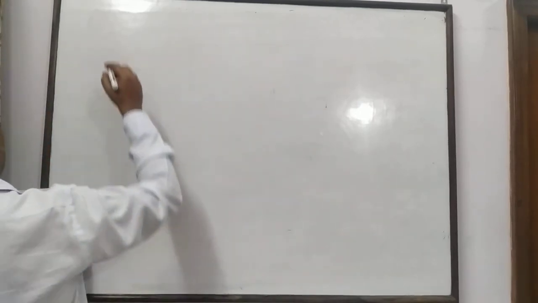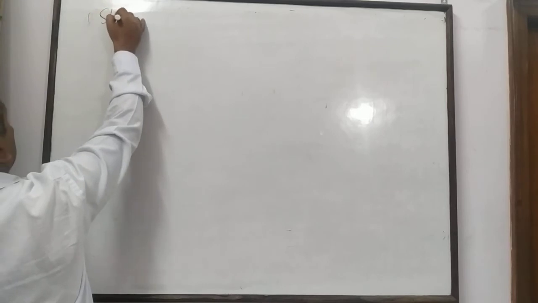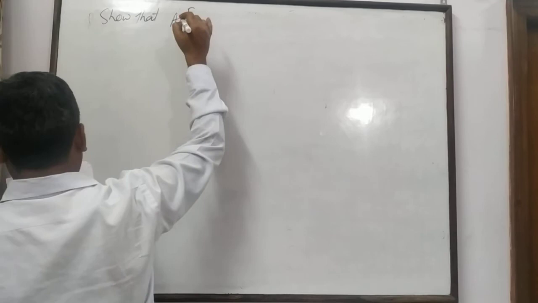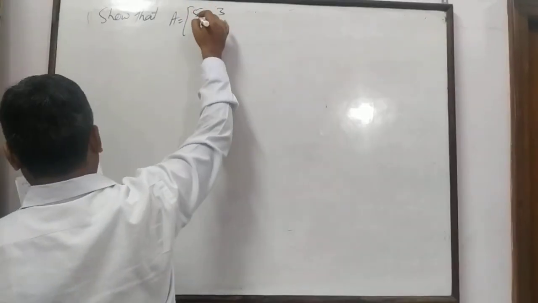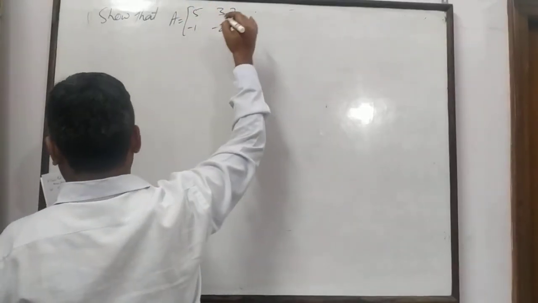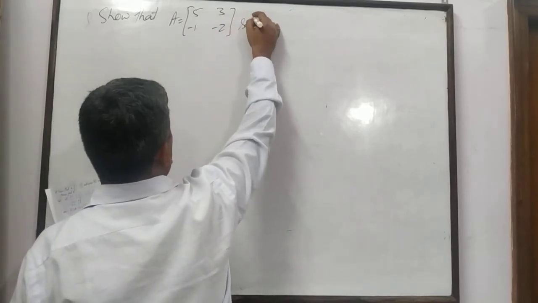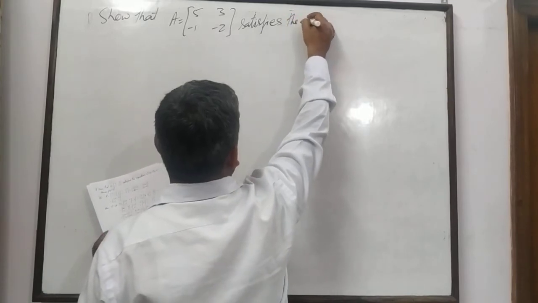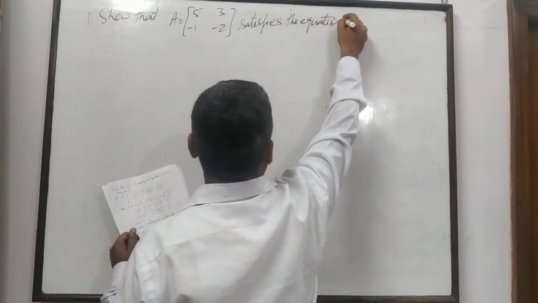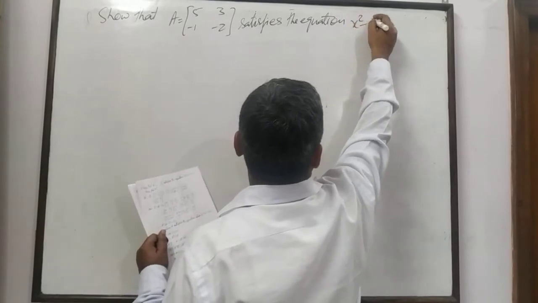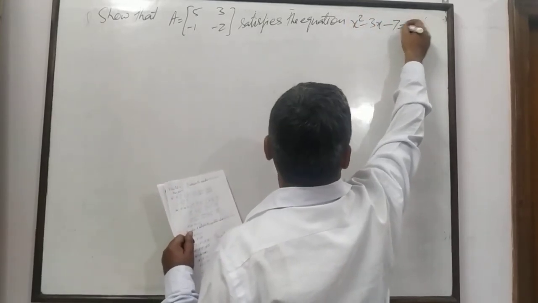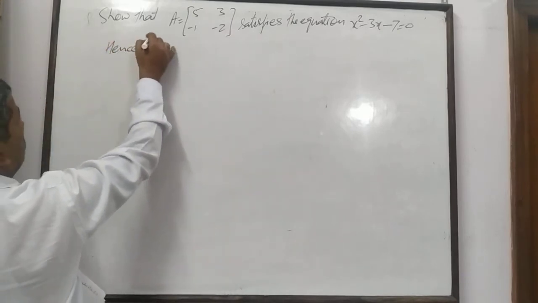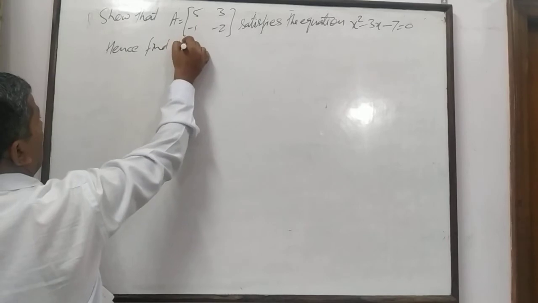Like we take a question: show that A is equal to 5, 3, -1, -2 satisfies the equation x squared minus 3x minus 7 is equal to 0. Hence, find A inverse.